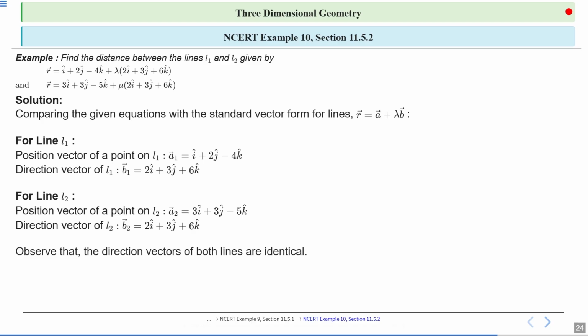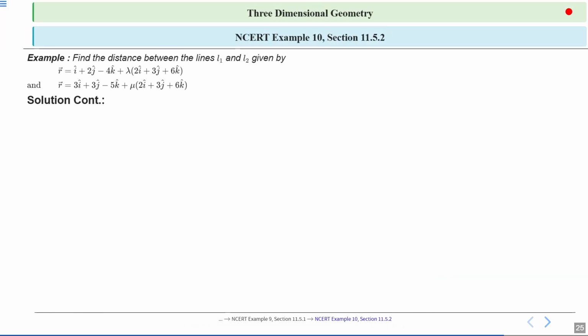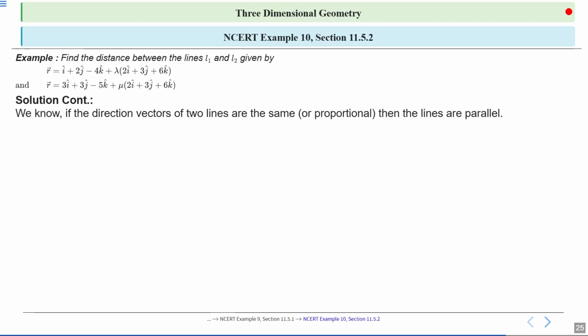Now the direction vector of L2 is B2 vector, which is equal to 2 I cap plus 3 j cap plus 6 k cap. Observe that the direction vectors of both the lines are identical, right? So we know if two lines have the same or proportional direction vectors, they are parallel in space. Since the direction vectors are the same, we can confirm that these lines are parallel. Clear?